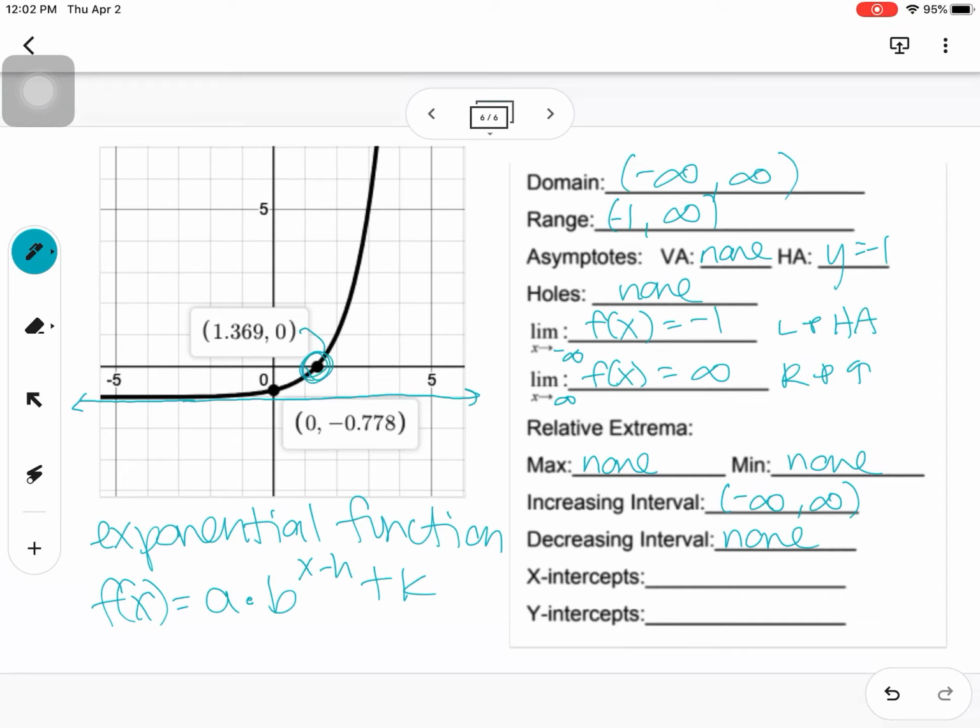X-intercept is going to be this point right here, so the 1.369, 0. And then my y-intercept is this one, the 0, negative 0.778.